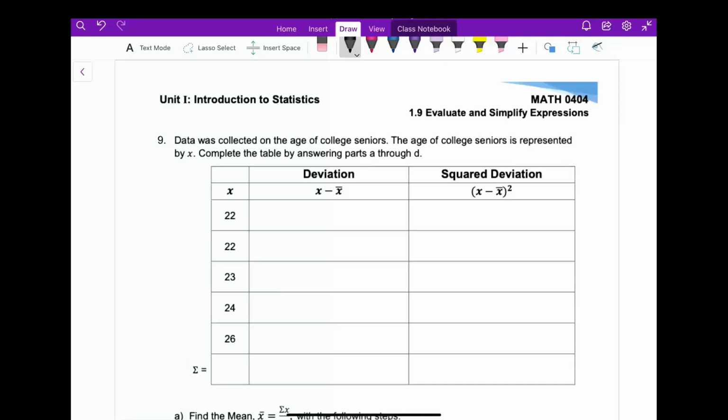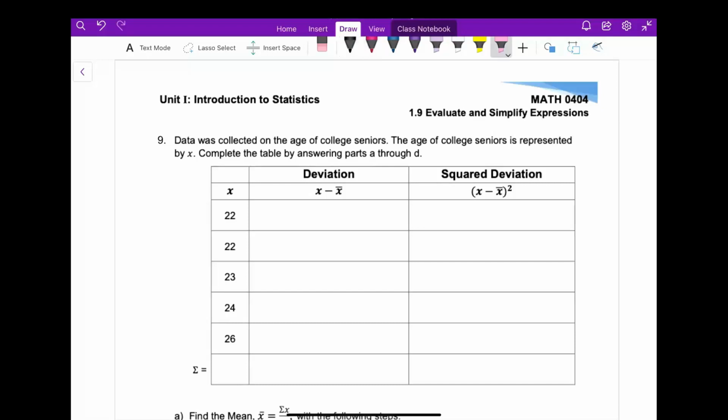This example is very similar to the other one where we have a table and we're going to be following instructions to fill in the rest of the table. It says data was collected on the age of college seniors. The age of college seniors is represented by X. Complete the table by answering parts A through D.